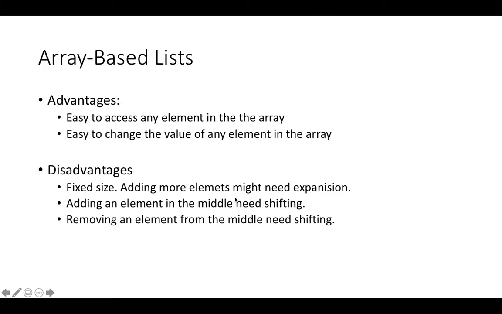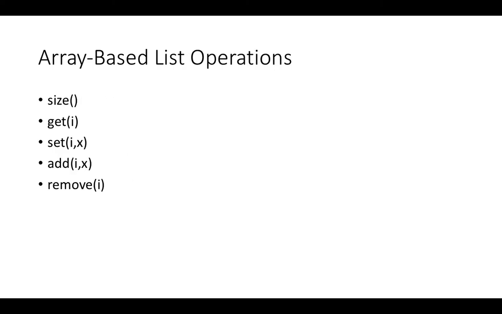So the array-based lists, the advantage of using the array is that we can easily access elements in the array. We can easily change the value of the elements in the array. But the disadvantage is that the array has a fixed size. So if we want to add an element, there is a fixed size. And if we want to add in the middle of the array, we have to shift. If we want to remove from the middle of the array, we have to shift back.